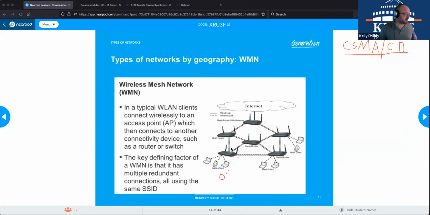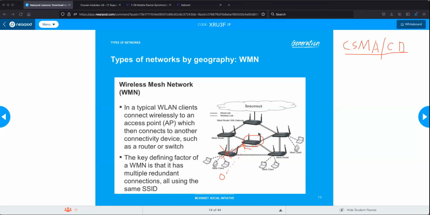At a certain point, I'm going to be out of reach and not able to communicate with this router, or WAP. So it'll hand me off to this one here because I'm closer, and I'll start talking to this one. But as I walk through, I may get out of reach of this one and can't communicate with it. Then it will hand me off to this one because I'm closer.